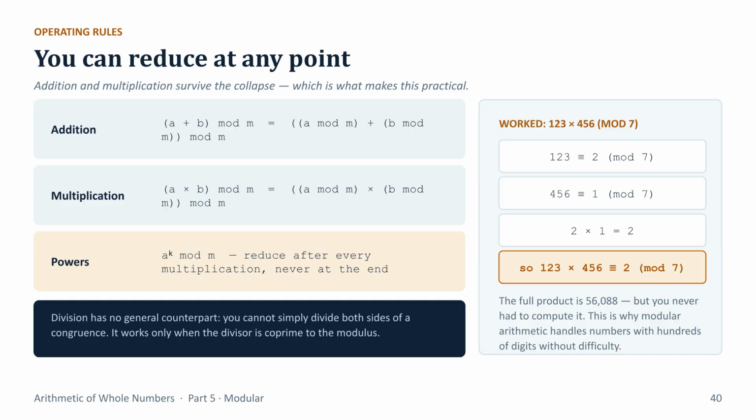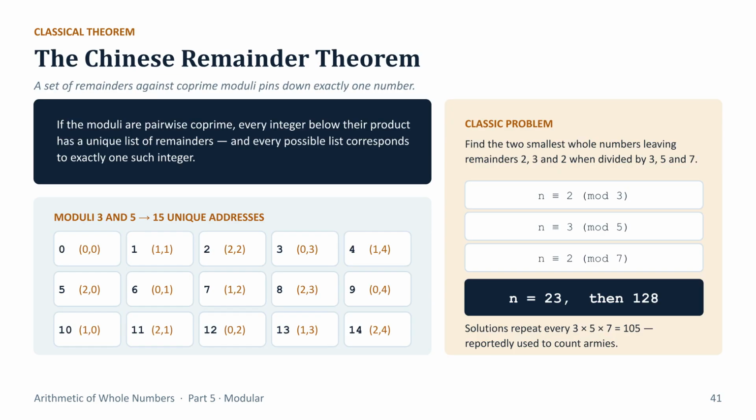One of the greatest powers of modular arithmetic is that you can reduce your values at any step. Whether you are adding, multiplying, or taking powers, reducing modulo m at each stage keeps your numbers small, which is essential for massive computational tasks like cryptography. The Chinese remainder theorem tells us that a system of congruences with coprime moduli has a unique solution. This turns remainders into a unique address for a number. It is a powerful technique for simplifying complex calculations by breaking them into smaller, independent pieces.